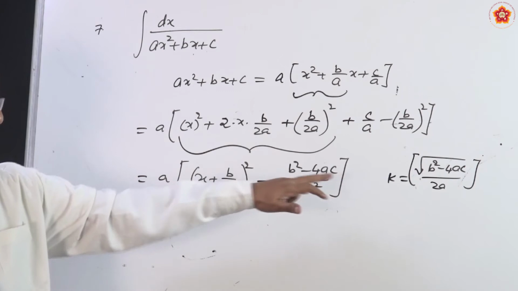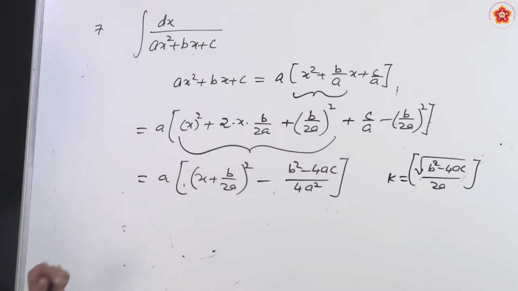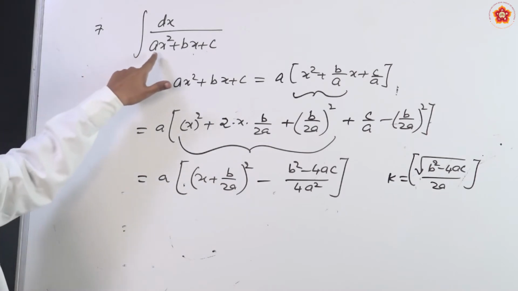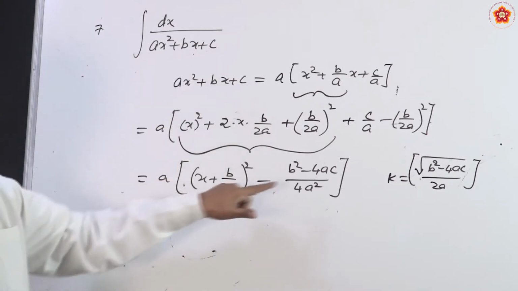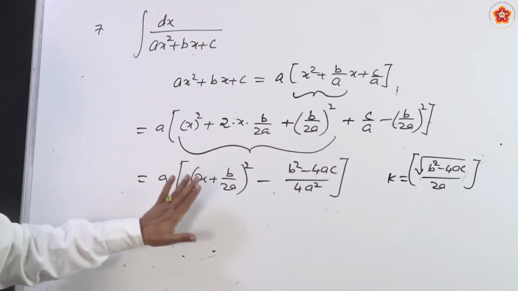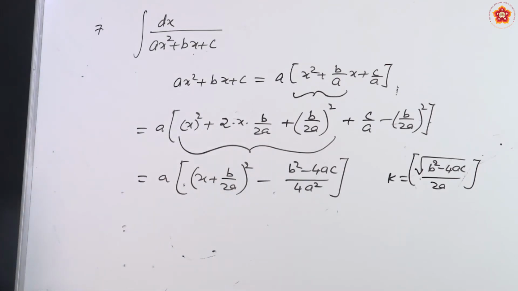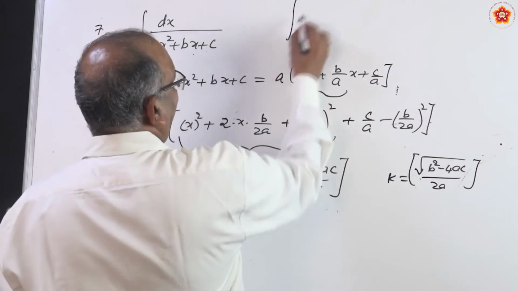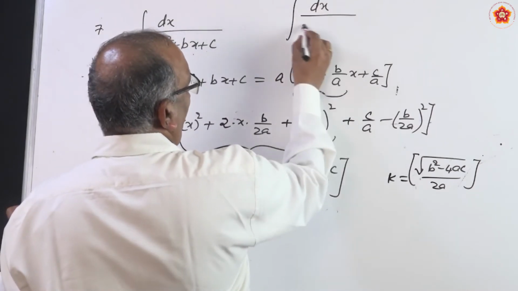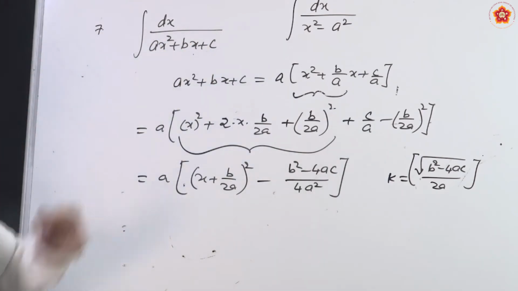If that is k, this will become k square. Now, why should we do that? Because if the denominator ax square plus bx plus c is replaced by a, this a will go outside and this will be in the form x square minus a square. So this problem is getting changed into integration of dx upon x square minus a square. And you already know the formula for that.